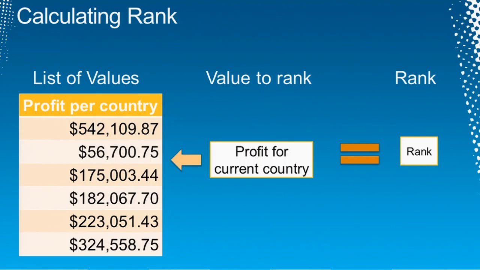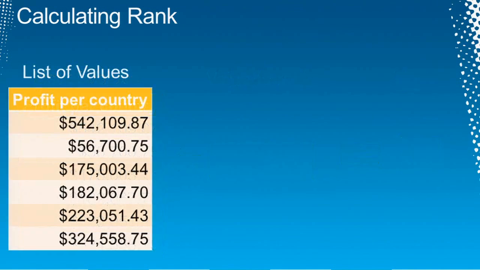So we have a list of values, which is the profit per country, right? And we want to compare the profit for each and every country against this list of values. And this will determine the rank. So what do we have within Power Pivot? First, let's take a look at how we get the list of values.